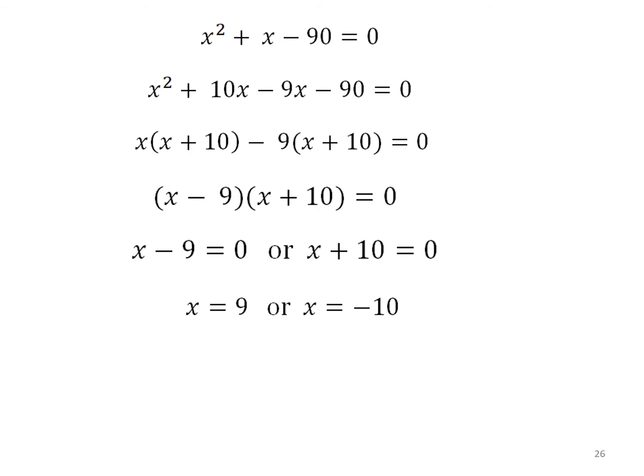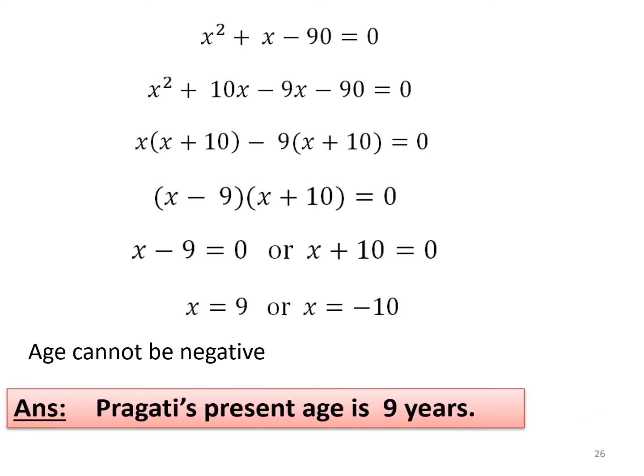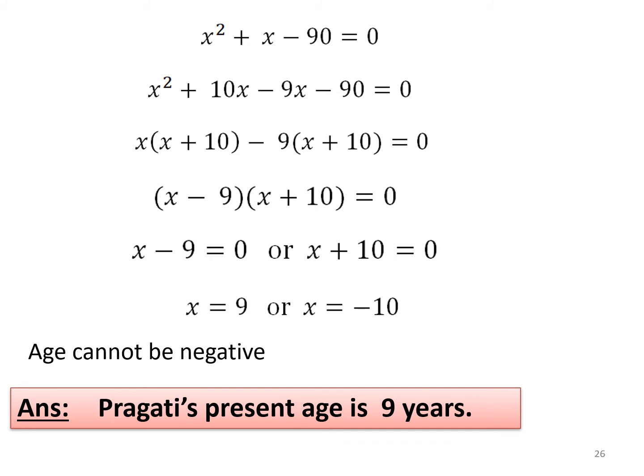But x is nothing but age, and age cannot be negative, and therefore we consider x is equal to 9. X is nothing but the present age of Pragati, and therefore Pragati's present age is 9 years, which is also the answer to the problem.